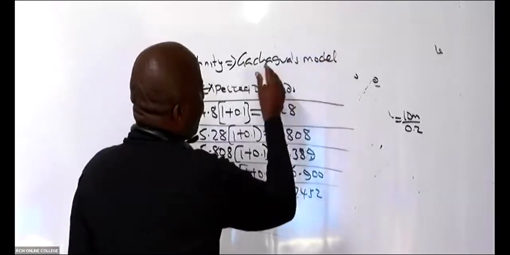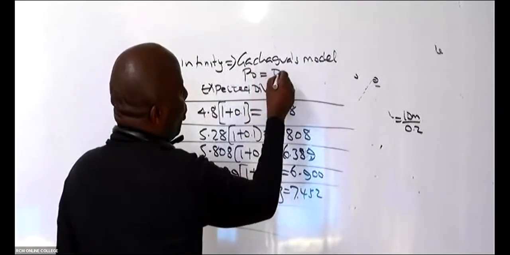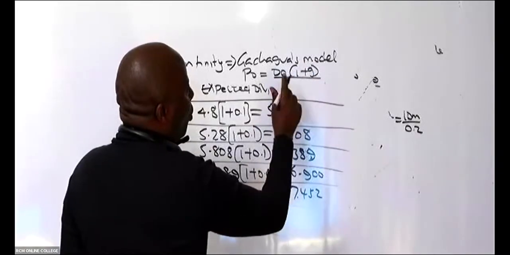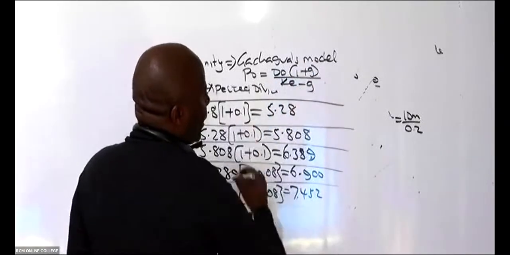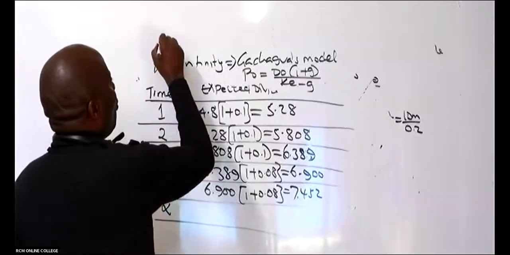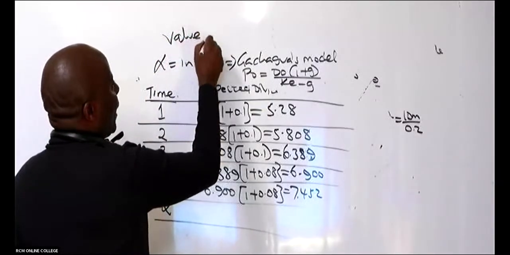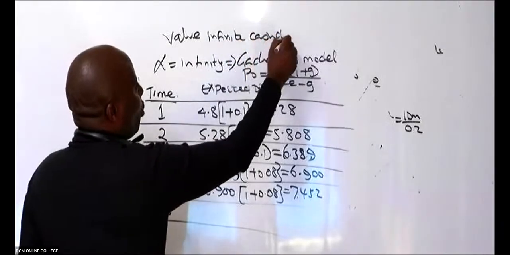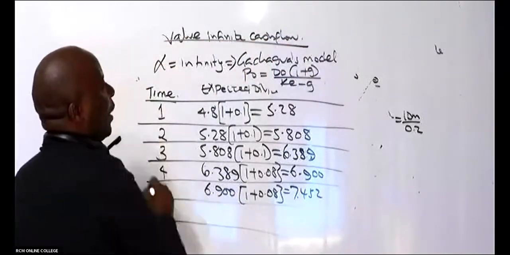And the Gachagua's model, our P0 will always be equal to D0 into 1 plus g all over Ke minus g. So I want to value the infinity cash flow. So the next step, let's value the infinite cash flow. How do we value it?